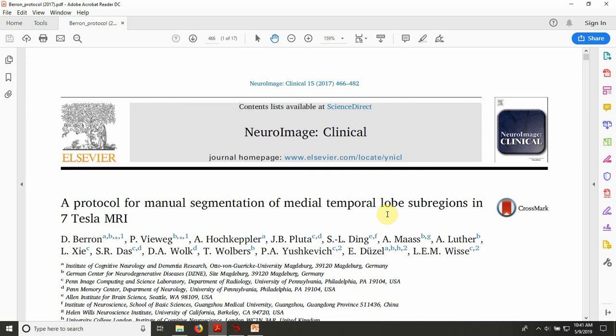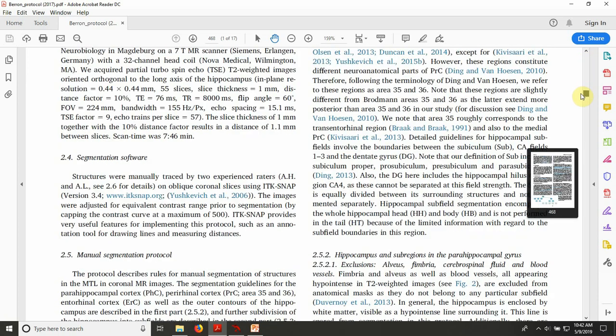So this paper actually describes a much larger protocol for the segmentation of medial temporal lobe subregions, but today I'll just focus on the segmentation of hippocampal subfields in the hippocampal body. For most subfields in the hippocampal body, we just propose one set of rules, except for the CA3 region and in particular the border with the dentate gyrus, for which we have two different sets of rules dependent on the data that you have. So I'll just show you both quickly.